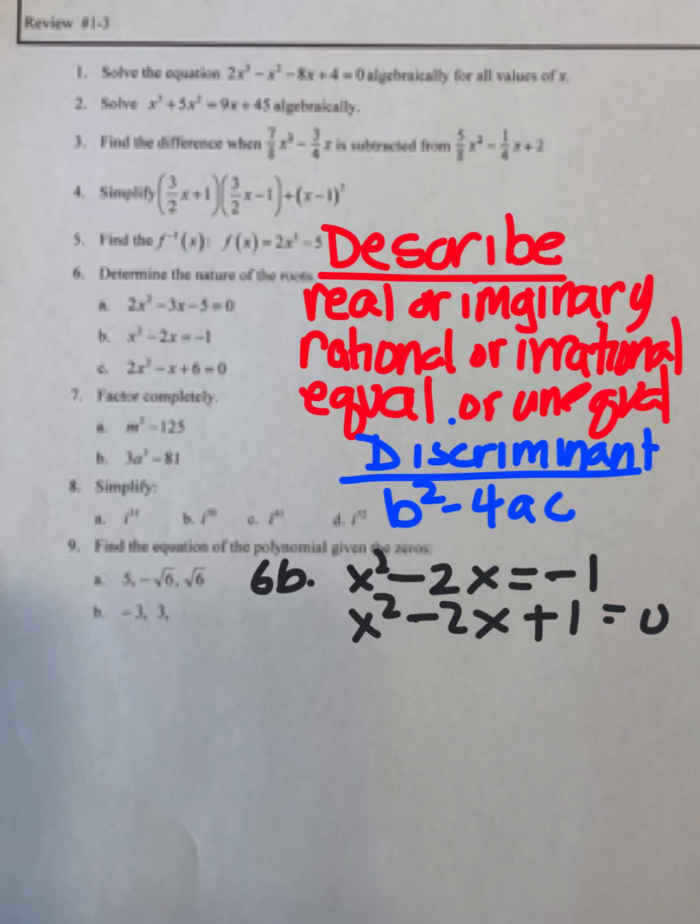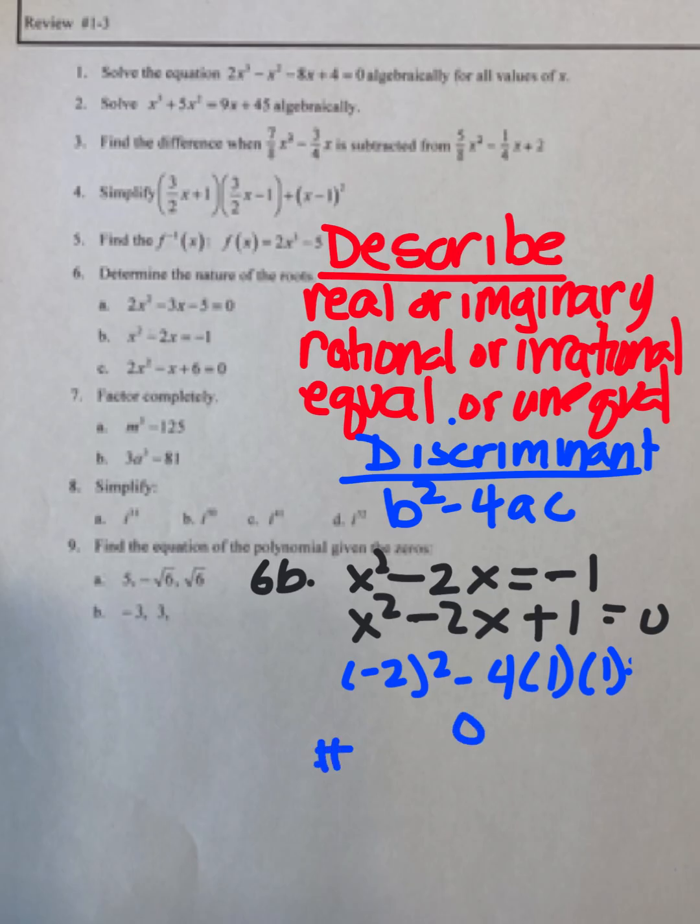All right, so now we're going to do the b squared minus 4ac. So we have negative 2 squared minus 4 times a, which is 1, times c, which is 1. So plug that in the calculator. Sorry, I'm not sure why I put the 0 back there. So plug that into the calculator, and you get 0.